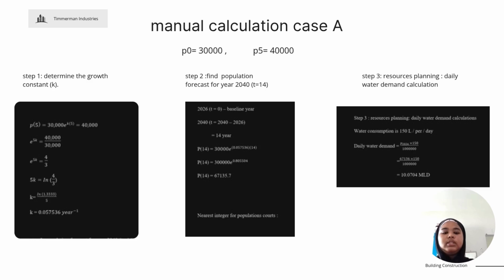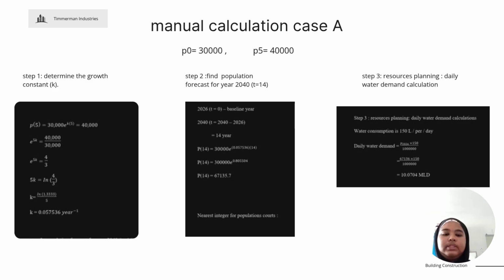Next, for step 2, we fast forward 14 years to the year 2040 by plugging our growth constant back into the formula where t equals 14. We project that the population will hit approximately 67,136 people. Notice that we round this to the nearest whole integer because you can't have a fraction of a person.